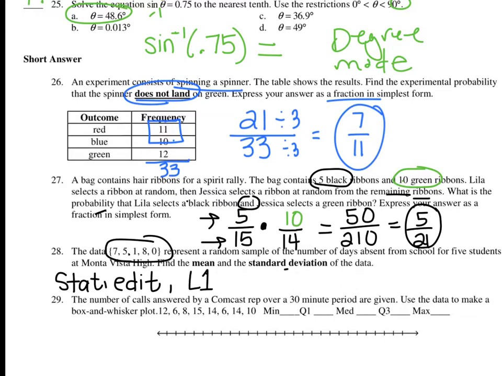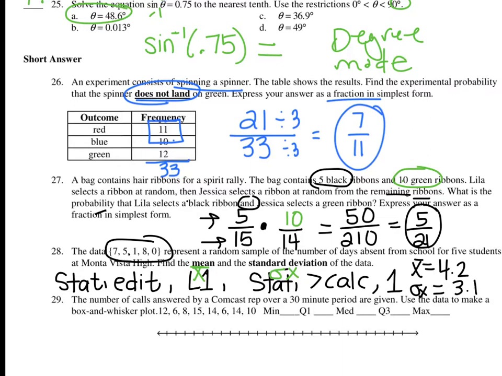Remember, if L1 has numbers in it, press Clear Enter when you're highlighting L1 and it'll get rid of all of them. So once you have them typed in L1, you press Stat, over to Calc, and Option 1, which is one variable stats. Once you hit Enter and the info comes up on your screen, the mean is x bar, and the standard deviation is sigma x. So when you round them to the nearest tenths, the mean is about 4.2, and the standard deviation is about 3.19.